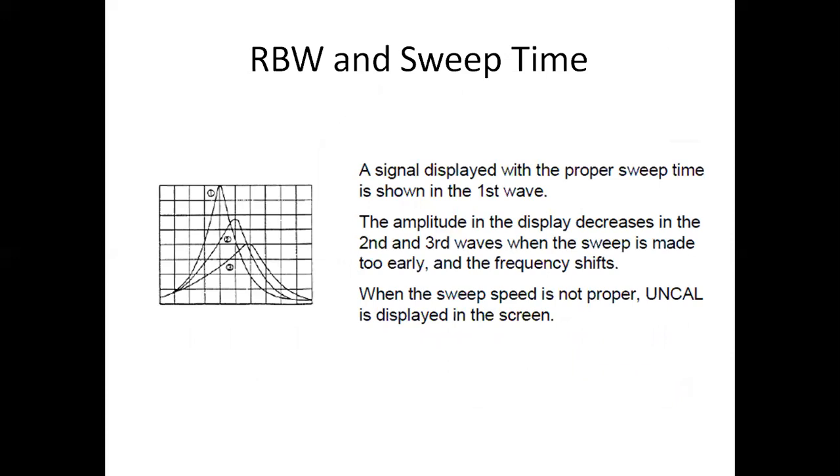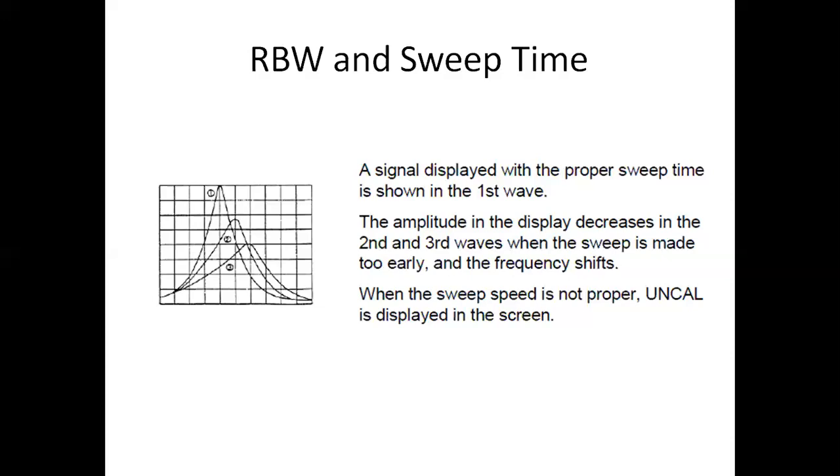And the next characteristic is RBW and sweep time. Based on this sweep time, the wave will either appear or disappear. If the sweep speed is not proper, the wave may skip the output screen. So an optimized value of sweep time needs to be adjusted using the knob. Consider the wave that is displayed on the screen. A signal displayed with proper sweep time is shown in the wave numbered 1.